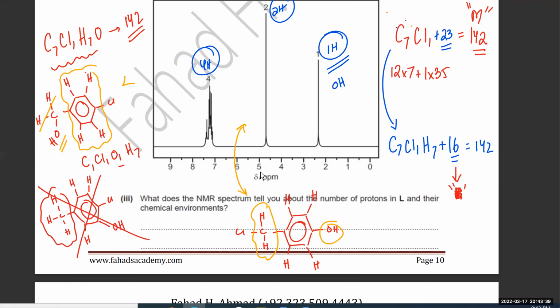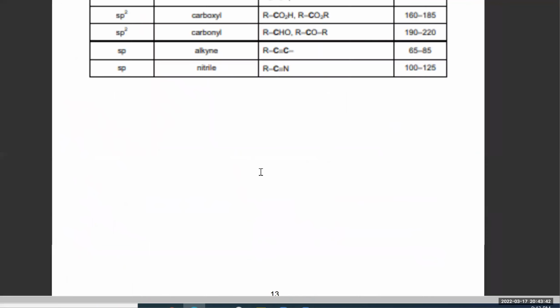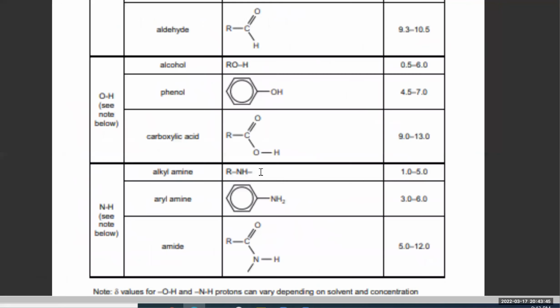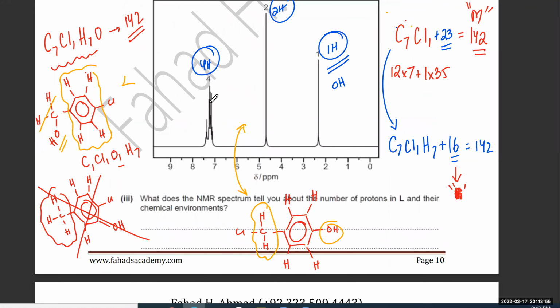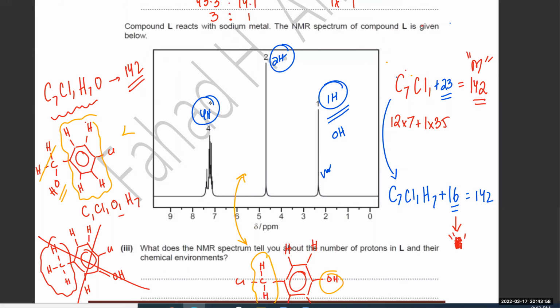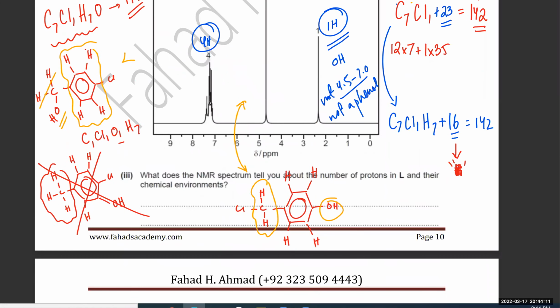So if I open the data booklet and look at the NMR spectrum, okay, I've got a phenol. The phenol is between 4.5 and 7, right? So if I go back and focus on the phenol part, the OH is not at 4.5 to 7, right? So definitely not a phenol. Alcohol. So that would eliminate this possibility as well, because it's not phenol. Is that clear?